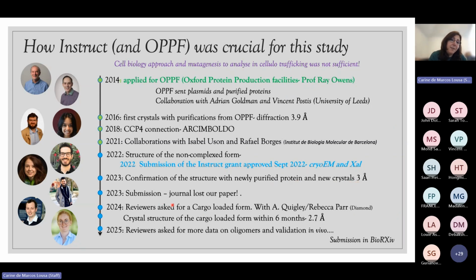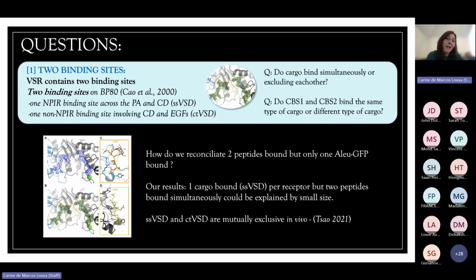And we submitted a paper, but they wanted us to solve the cargo-loaded form. So the team of Andrew and Rebecca have managed in 6 months to solve the structure of the cargo-loaded form at 2.7 angstroms, which we were very happy with. And then the reviewer asked us to get more data on the oligomers and the validation in vivo. So this is still not published. We submitted in bioRxiv. You can see the link at the end. And we are basically looking at the validation in vivo and answering these questions here. So there are 3 questions that we were asked.